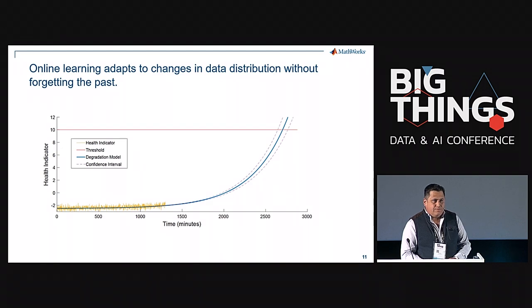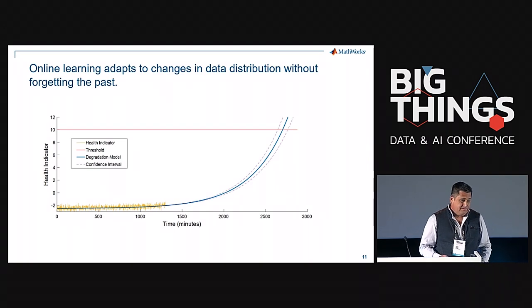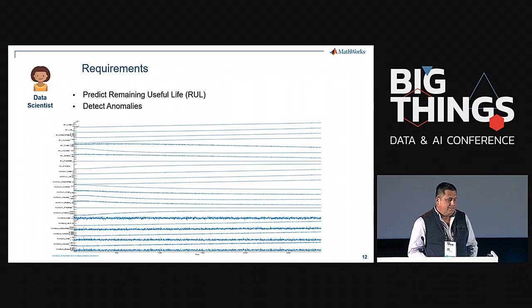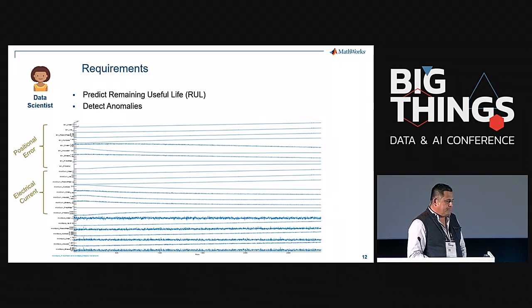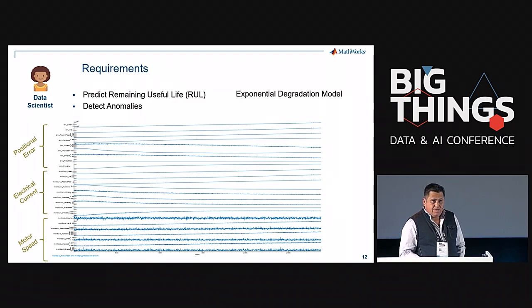So I'm going to play the role of the data scientist, and I'm going to talk about two models. As a data scientist, the first thing that I ask Peter is, okay, let me show the data. So these are the data that Peter gave me. We have 27 traces. On each motor, we measure the positional error, the electrical current, and the motor speed. We are going to use an exponential degradation model to predict the remaining useful life, for short, RUL.